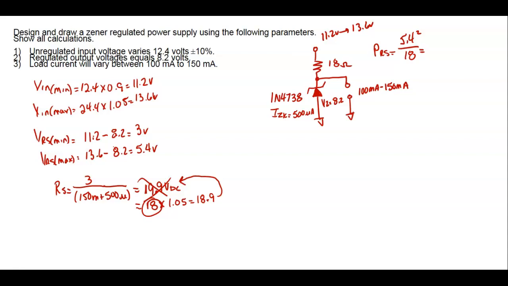You can take 5.4 and divide it by 18. You could come up with a current, multiply it by 5.4, and you'd get the same answer. It's whichever one's easiest for you to do. That's fine. So we're going to have to use at least a 2-watt resistor right there, guys. At least.